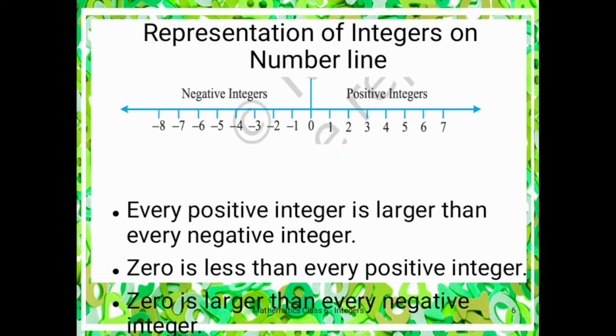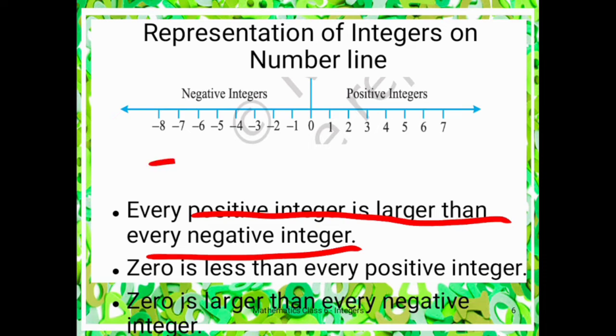Then what are the peculiarities of positive and negative integers? Here it is written that every positive integer is larger than every negative integer. That means in this number line, the value of the number increases as we move forward. So every positive integer is larger than every negative integer.